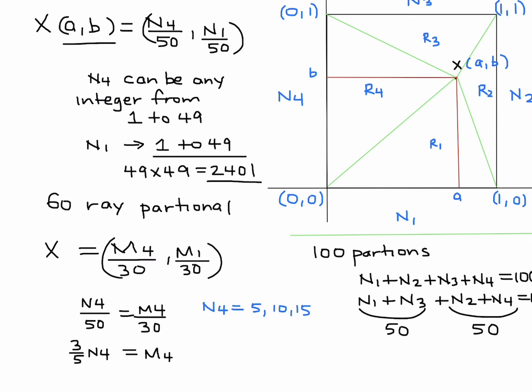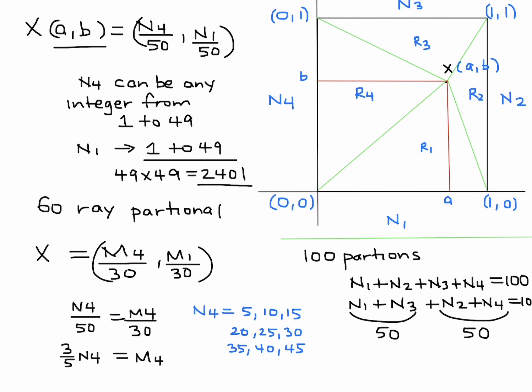5, 10, 15, 20, 25, 30, 35, 40, and 45. From 1 to 49, these are the only 9 values that will give an integer value. So for example, when n4 was say 20, this would be 20 divided by 4, 20 divided by 5, which is 4. 4 times 3 is 12. M4 would be 12. Okay? Does that make sense? So these are the ones that we cannot have because we don't want this to have any common with that.